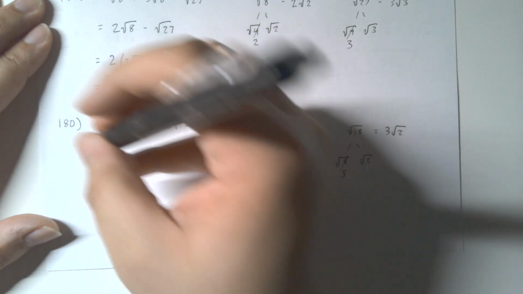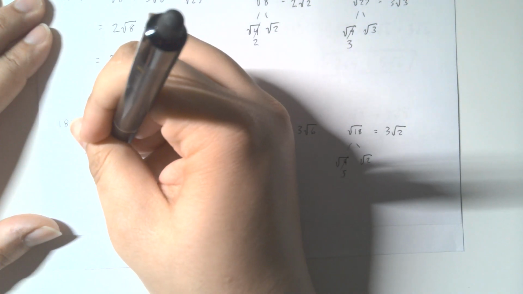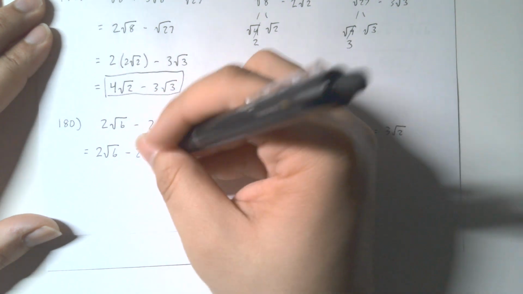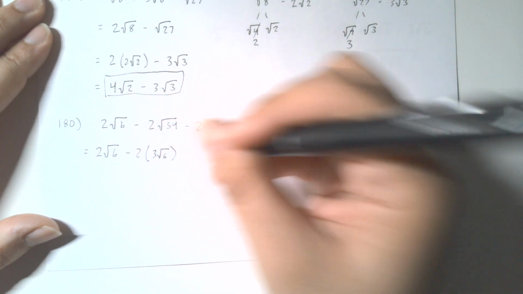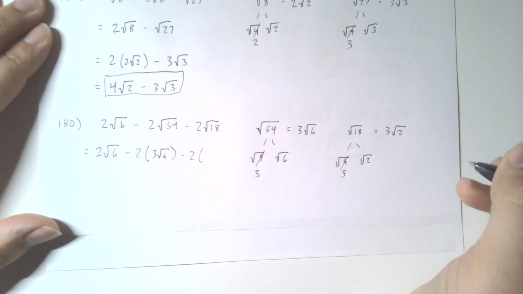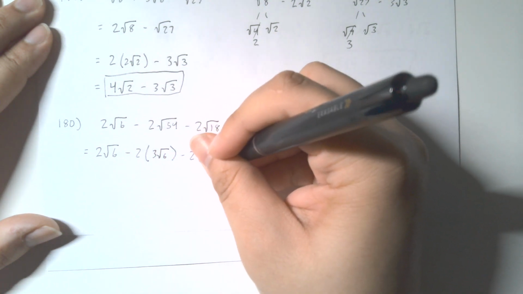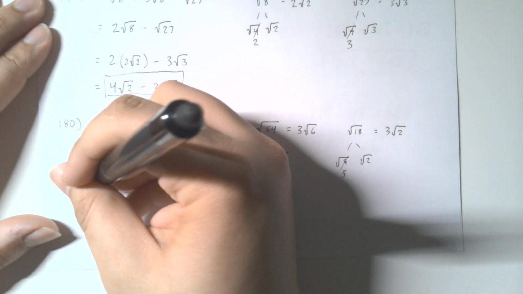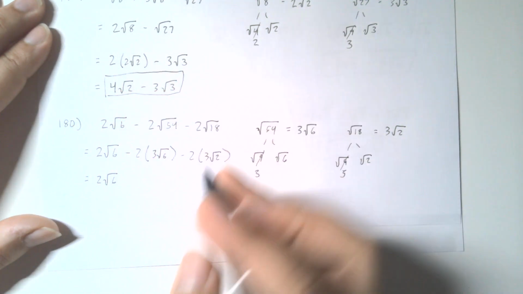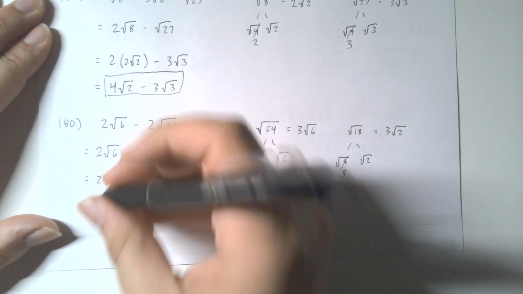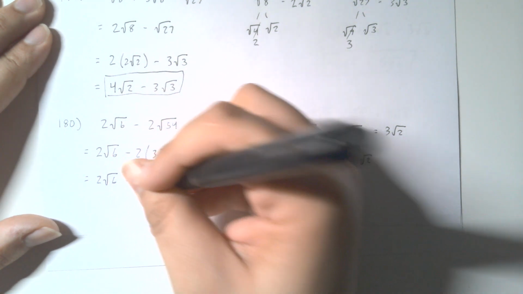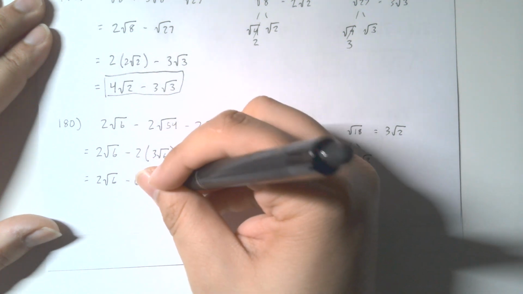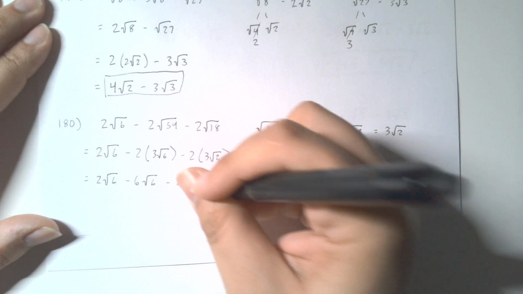So now, we can rewrite this as 2 square root of 6 minus 2 times 3 square root of 6 minus 2 times 3 square root of 2. Now we have 2 square root of 6. Negative 2 times 3 is negative 6, so minus 6 square root of 6. And negative 2 times 3 is negative 6, so minus 6 square root of 2.